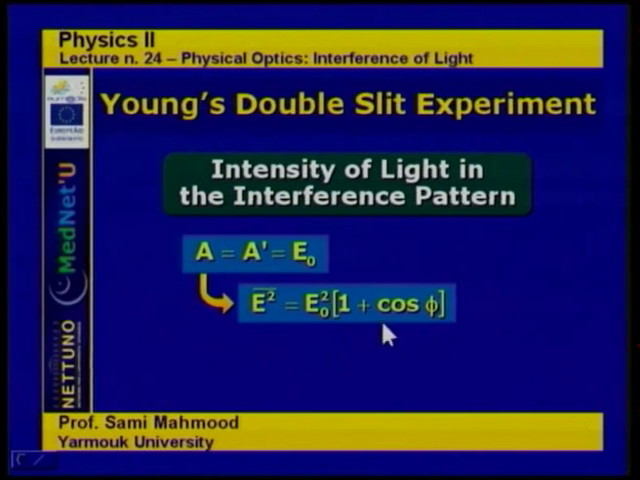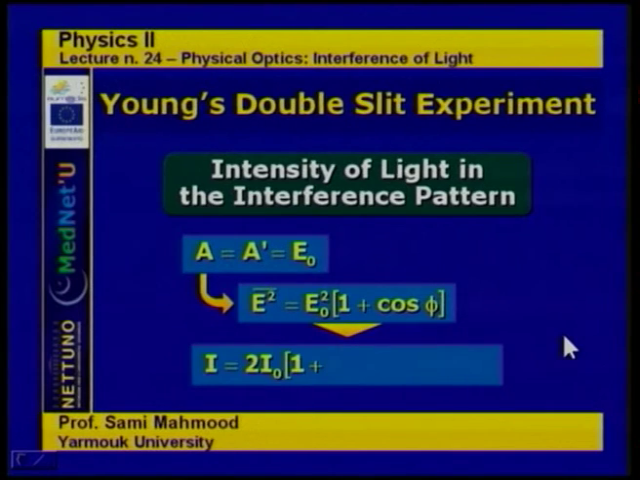And in this case, E square average from the previous formula reduces to the shape E naught squared times 1 plus cosine phi. And this cosine phi is simply kd sine theta. That means if we put it in terms of intensity instead of the electric field square, then this reads I is equal to 2I naught times 1 plus cosine kd sine theta, and this relation defines the intensity.